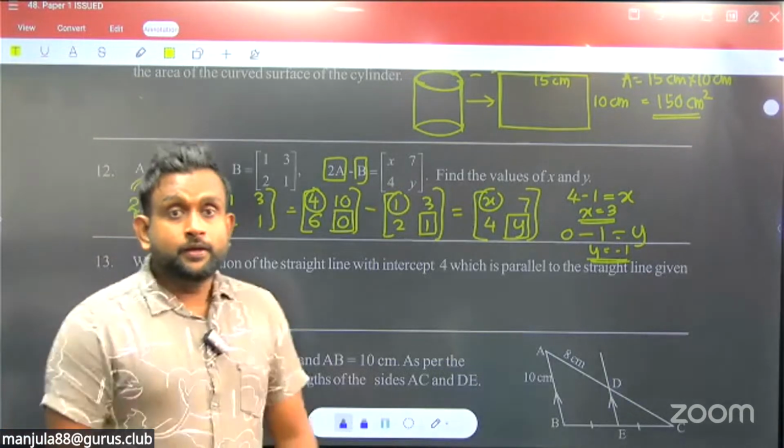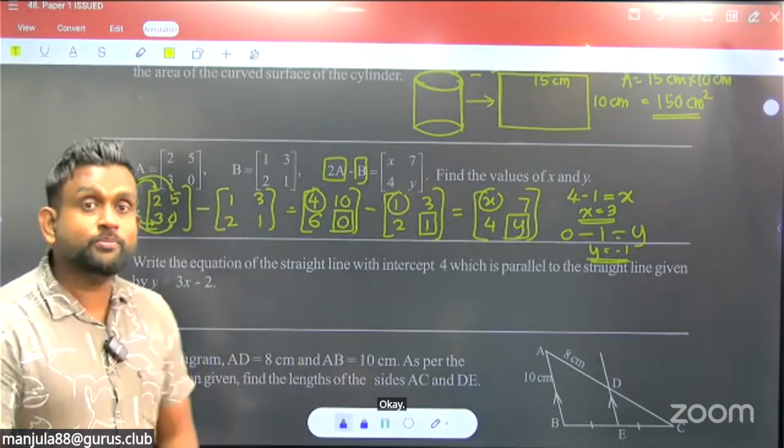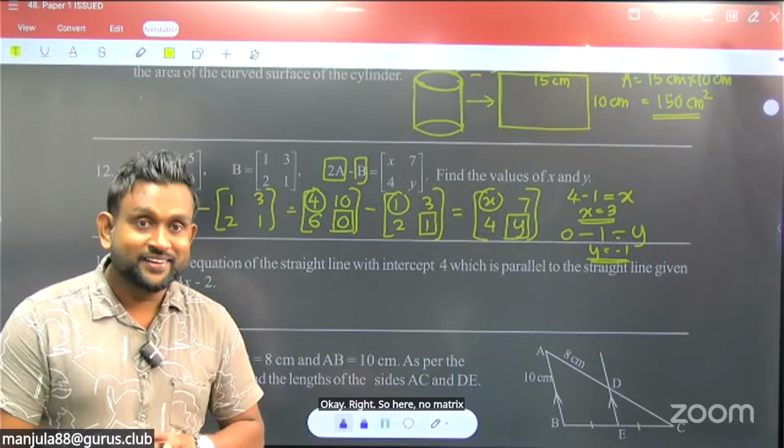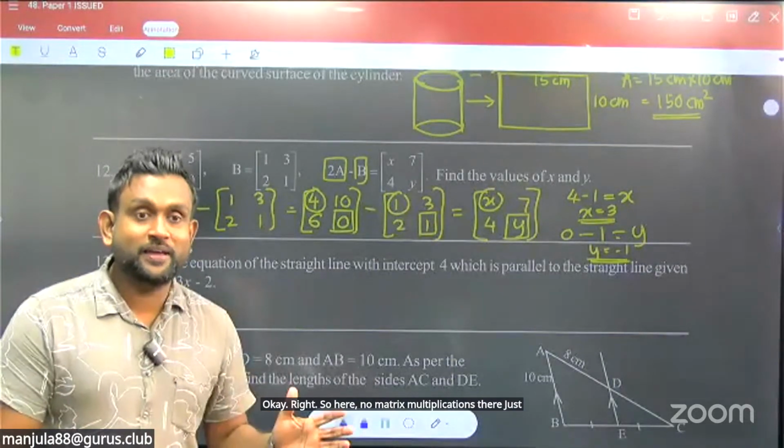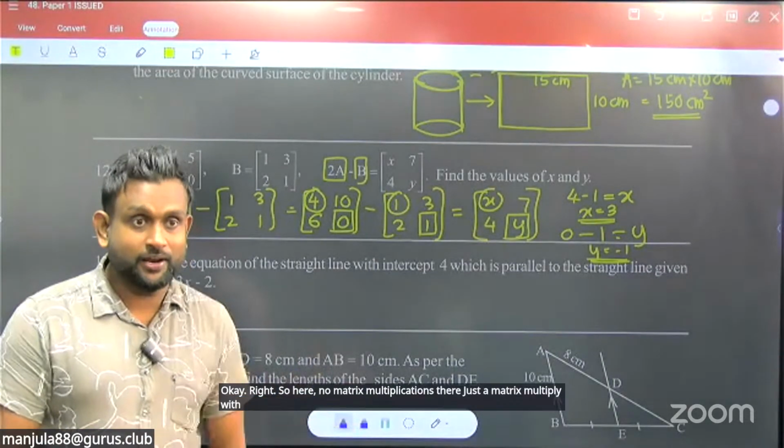Okay, right. So here there are no matrix multiplications. Just a matrix multiply with the constant there, right? Remember that.